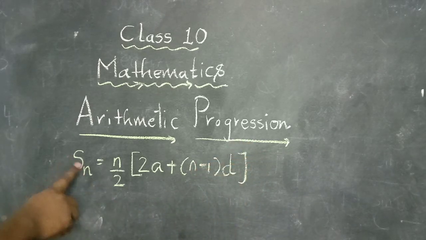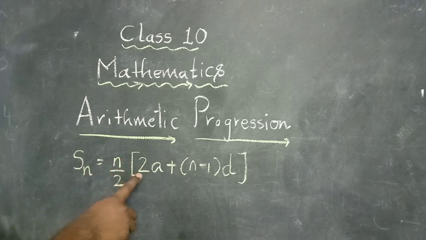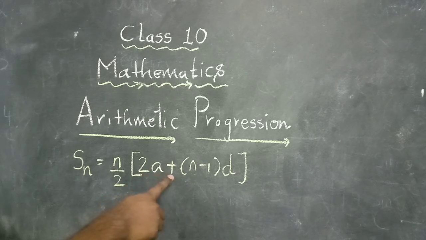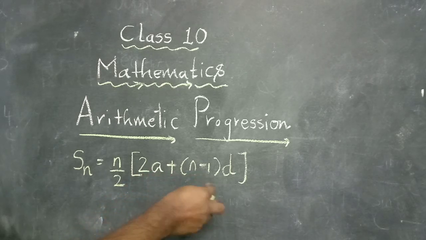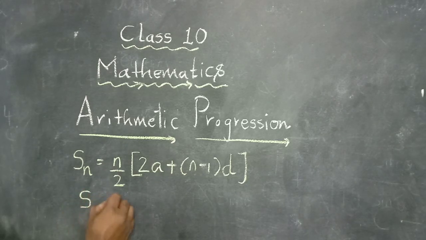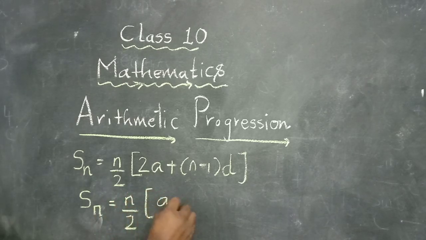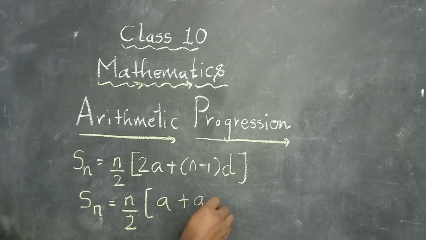The sum of n terms is equal to n divided by 2 into 2 times a plus n minus 1 into d. Another form of this formula is Sn equals n divided by 2 times a plus an, where an is the nth term of an AP.